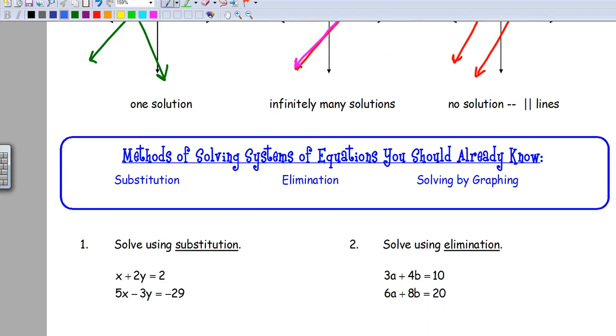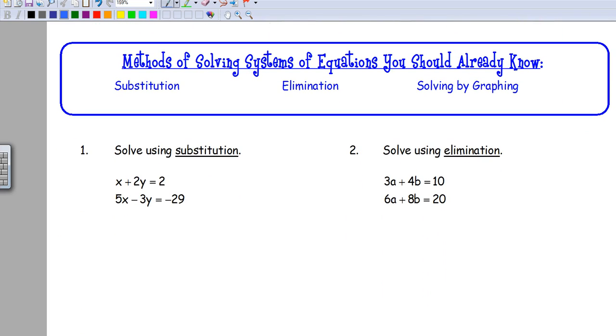Now, when we are solving, we have a couple options: substitution, elimination, and solving by graphing. Substitution and elimination are the ones you're probably the most familiar with, so let's start with those. When you solve by substitution, you're looking for a variable that has a coefficient of +1. It doesn't matter whether it's x or y, it's just whichever one has a +1, and that's the variable you're going to solve for.